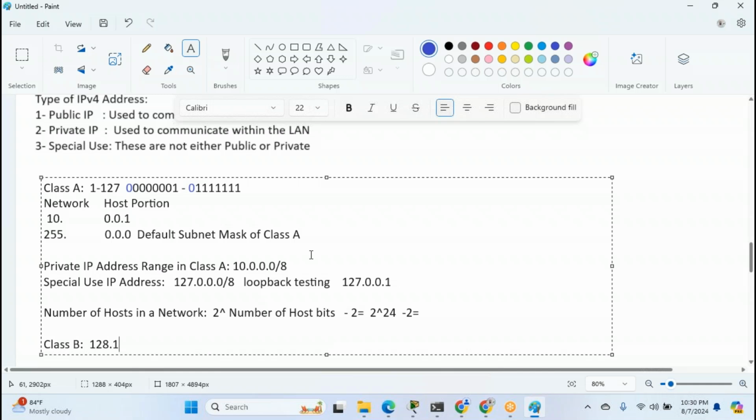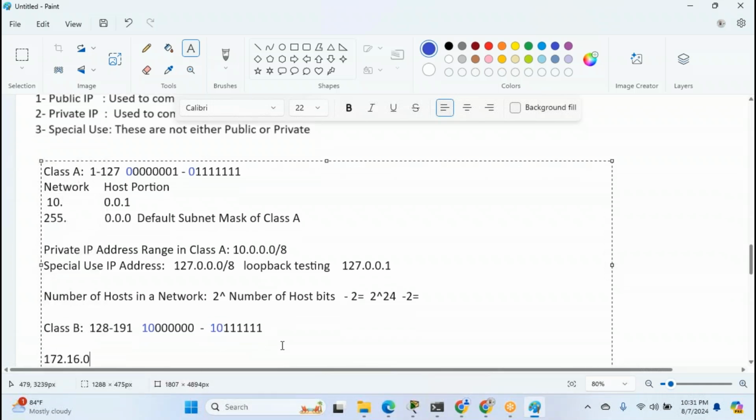If the first octet value is from 128 to 191, then it means that those addresses belong to class B. If we write it down in binary, we fix the first two bits to 10 and change all the rest of the 6 bits to 1. So this value is 128, and the second value is 191. You can see the first two bits are fixed to 10. If we fix the first two bits to 10, all those addresses belong to class B.